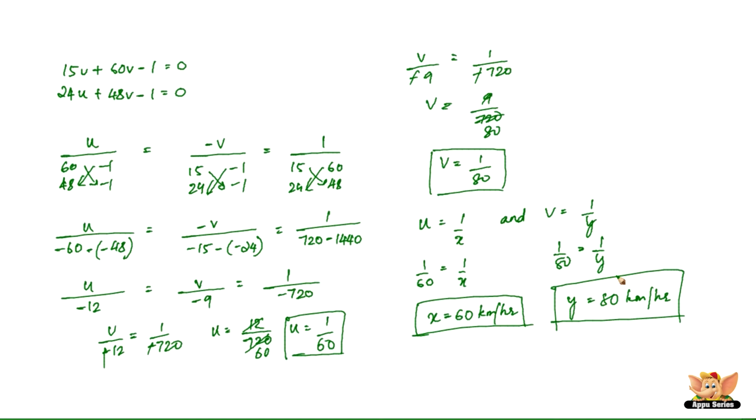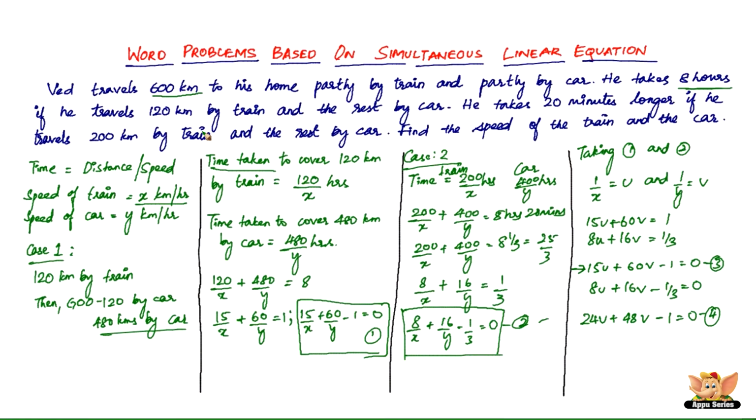So let me quickly go back to the problem and take you through again quickly. So the whole concept is this guy traveling to his home partly by train and car and then taking some amount of time. When he travels a little longer in train, the time also takes a little longer. So this is the data given and we have to find the speed of the train and the car. So first thing is identify the variables that you have to assign. What is the question here? Mainly speed of the train and speed of the car.